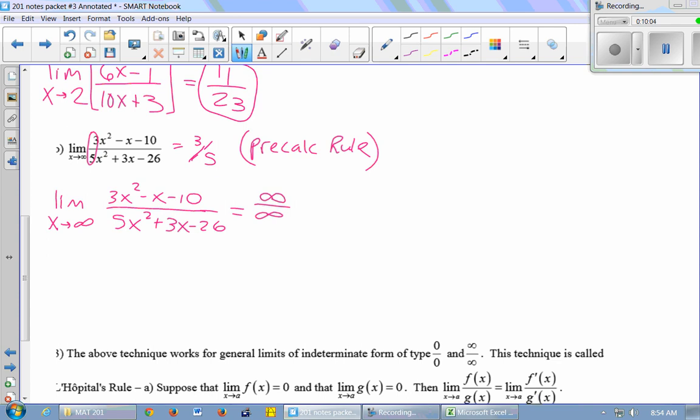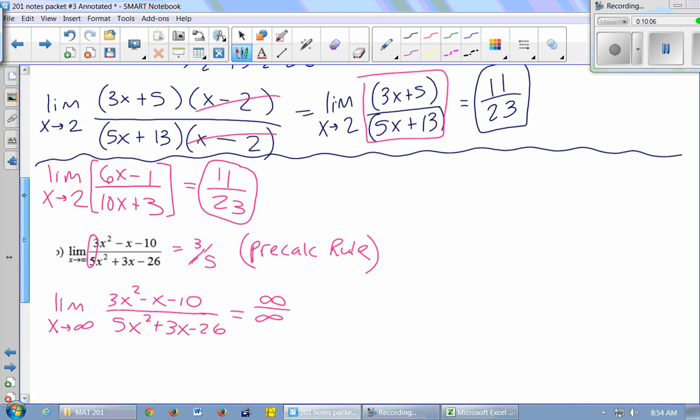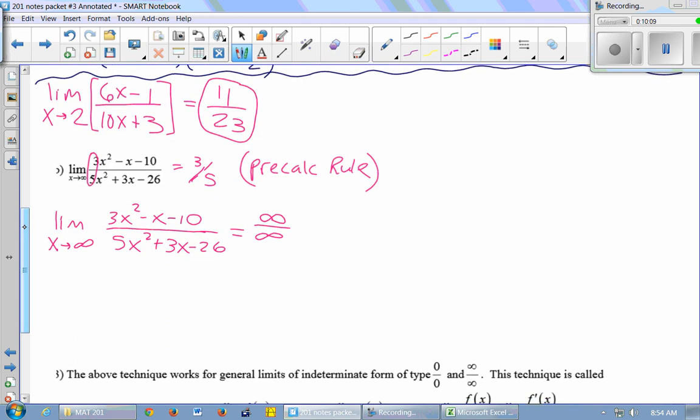So we use L'Hopital's rule again. L'Hopital's rule says that if you have something that looks like 0 over 0 or infinity over infinity, when you're trying to take a limit, you can take the limit of the derivative of the top and the derivative of the bottom, and it will be the same thing. So this would be the limit as x goes to infinity of 6x minus 1 over 10x plus 3. And what happens to 6x minus 1 as x goes to infinity? It goes to infinity. My denominator, 10x plus 3, still goes to infinity. This is not helpful, so do it again.